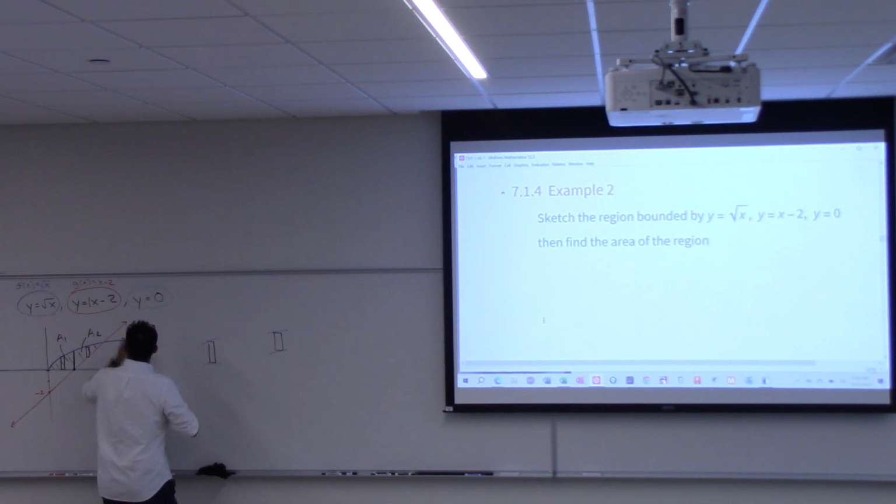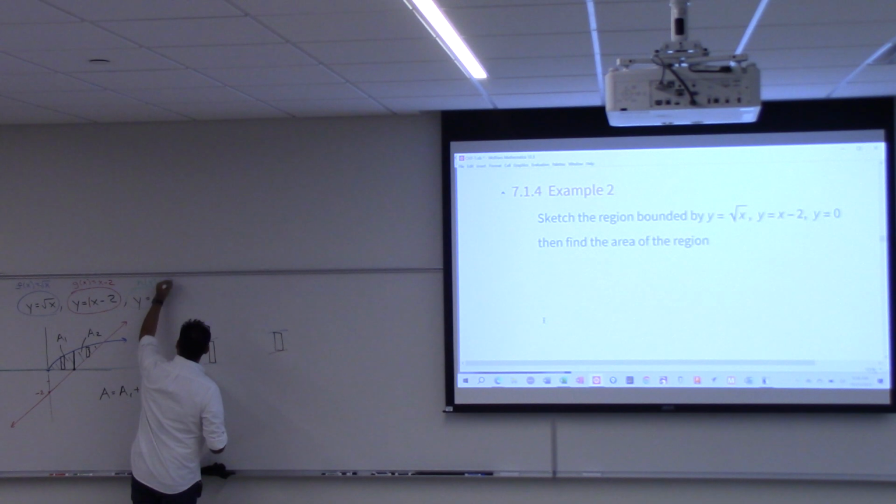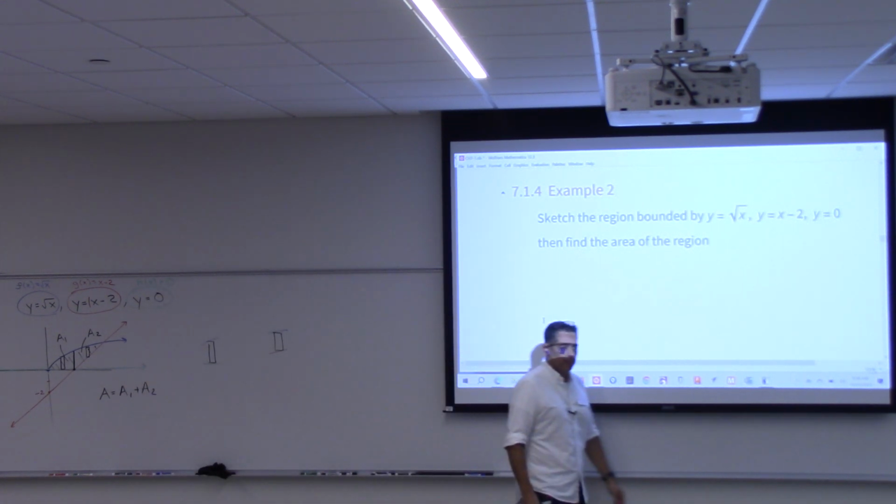h of x. I could use anything, but I'm going to use h of x. Sorry, the green, I know it doesn't come out very good. h of x equals 0. Those are my three functions that I'm dealing with in this problem, all right?